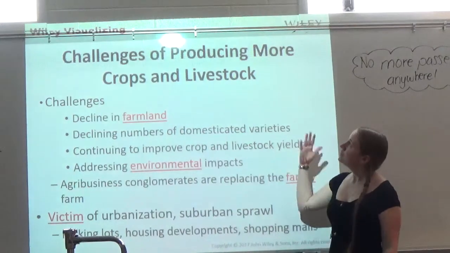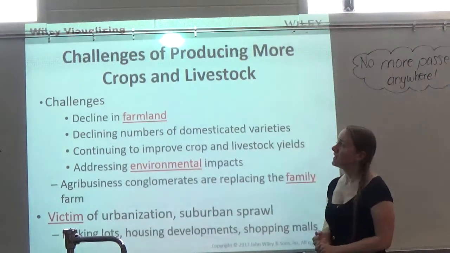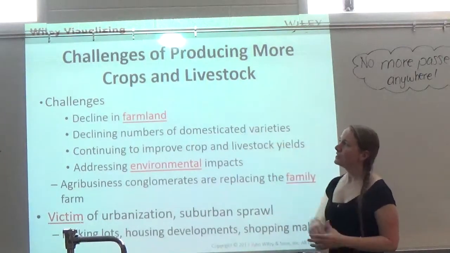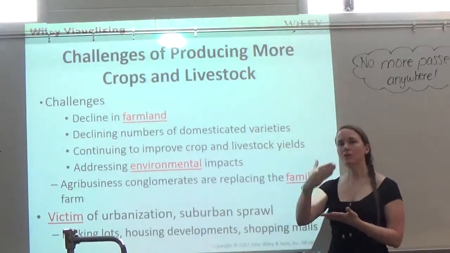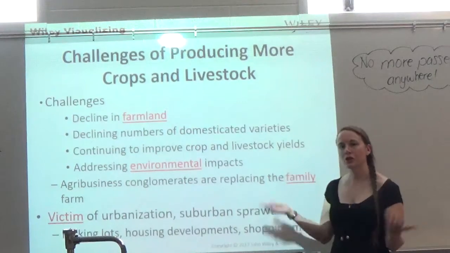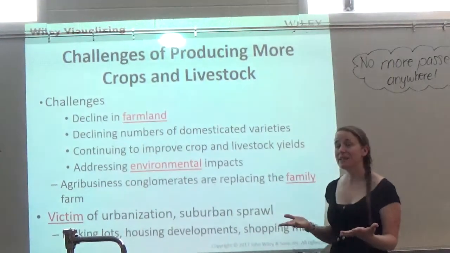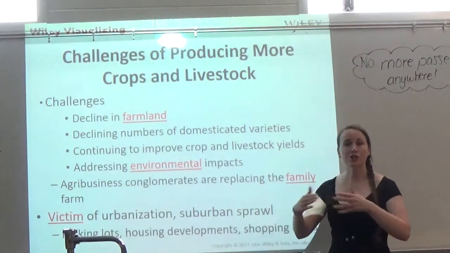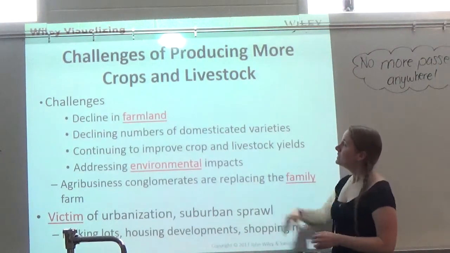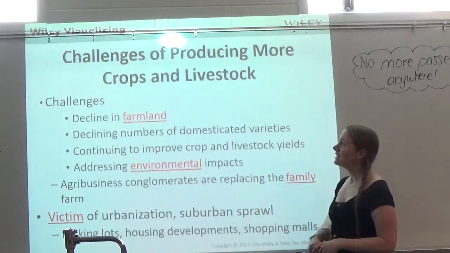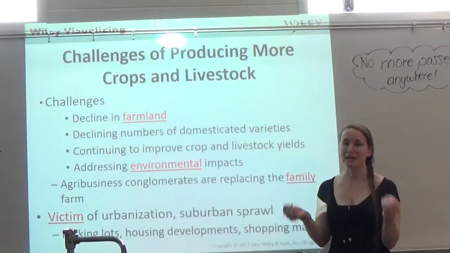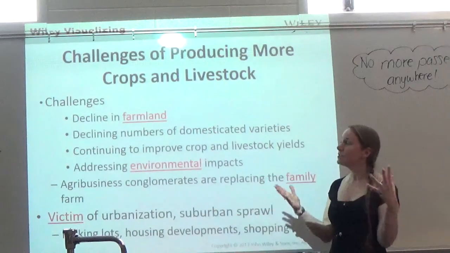All right, so what are some challenges of producing more crops and livestock? Like, what's the problem? Why have we not conquered this? Well, challenges include decline in farmland. The more you use farmland, the easier it is to degrade the soil. If you don't have the means to re-fertilize the soil through things like fertilizers, then you're just stuck having to move on. Declining numbers of domesticated varieties. Again, we like to cultivate and use crops that we know are the best, and so all that genetic diversity is decreasing.